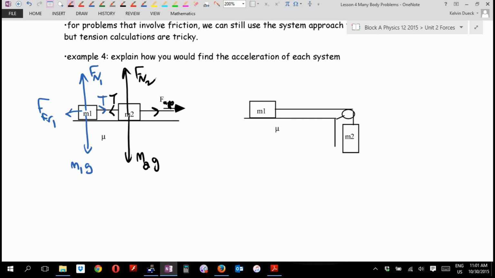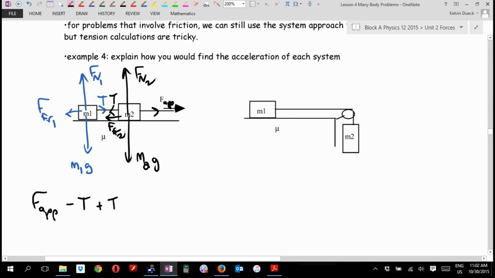I find that the easiest way to go. Who's winning? So anything to the right is winner plus, anything to the left is loser minus. I walk along the rope. I run into a loser tension. I run into a winner tension. Oh, sorry. There's also a friction force number 2.